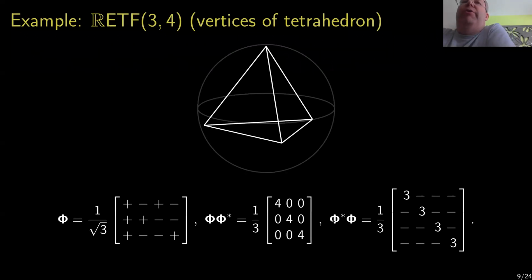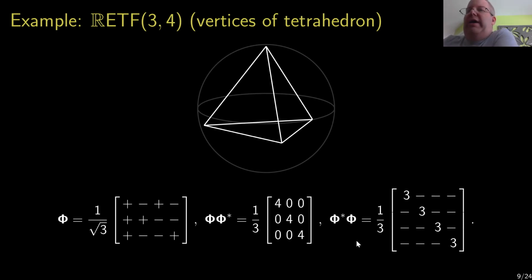So here are some small examples. I'm going to work a lot with examples in three-dimensional space. If you want an ETF of 4 vectors in three-dimensional space, 4 lines in three-dimensional space, it turns out it's the same as the packing of 4 points in three-dimensional space. You can pick the vertices of the tetrahedron. And so I have those vectors arranged as the columns of this matrix here.